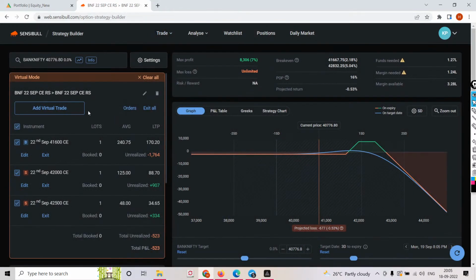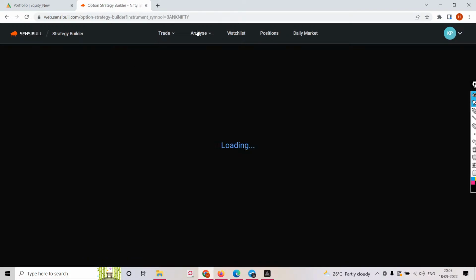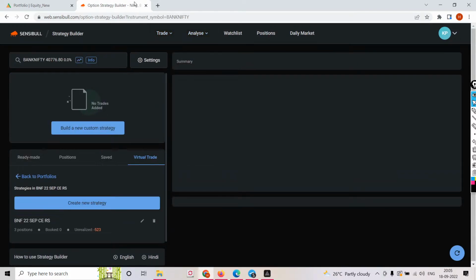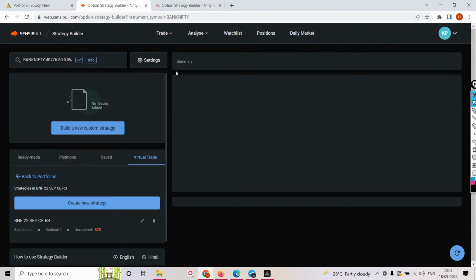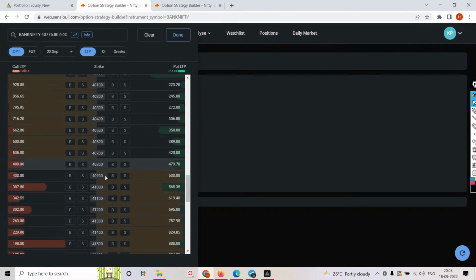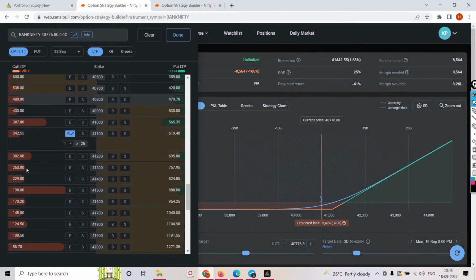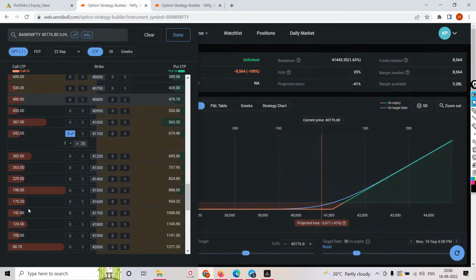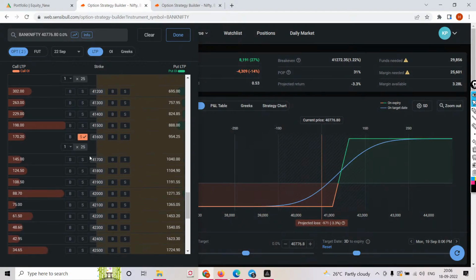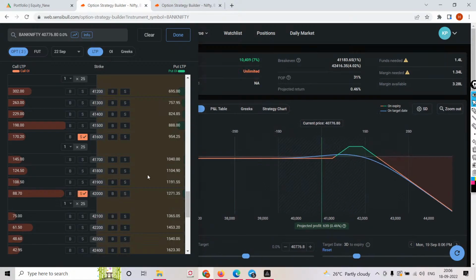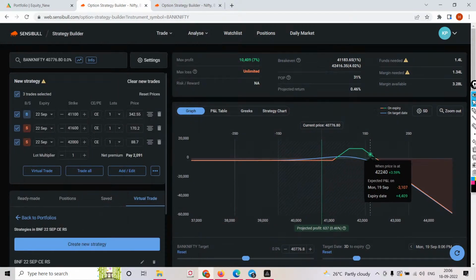I'll go to Bank Nifty. First I'll show you Bank Nifty only. Now I'll go for the ratio spread. For the ratio spread, let's say 1, 2, 3. I will buy this one. What is half of 342? So 150, 179, maybe this one, and then 170 half would be. Let me go for this one. All right, so this is my ratio spread.